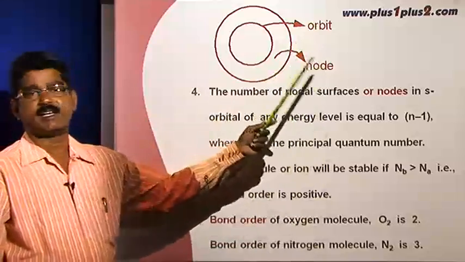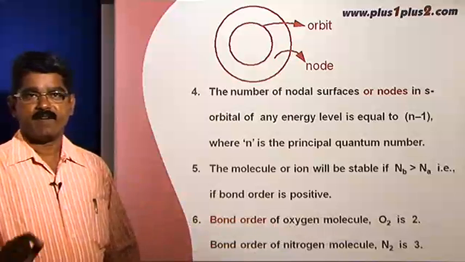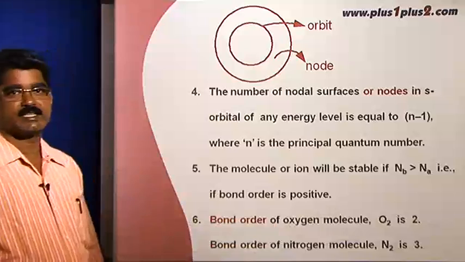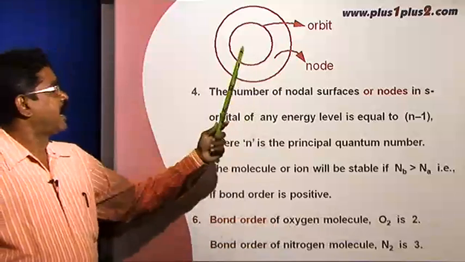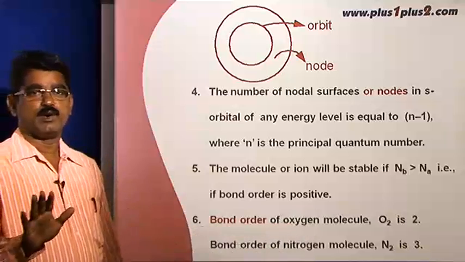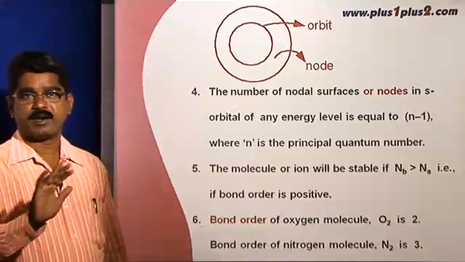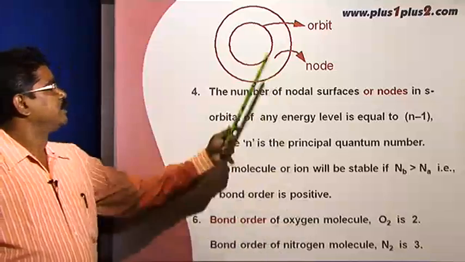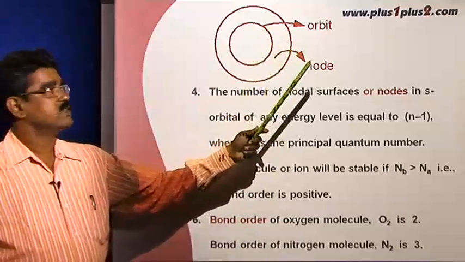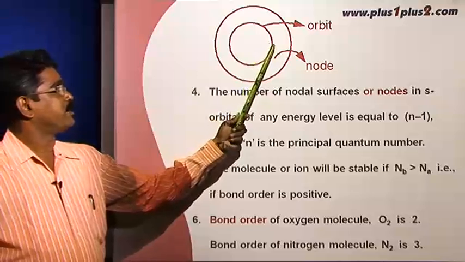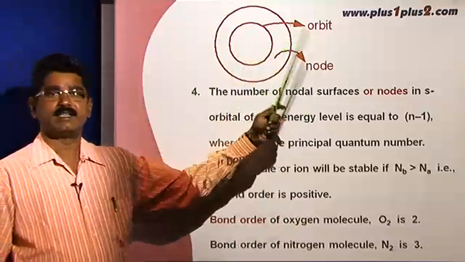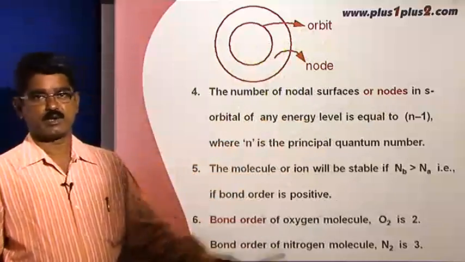But a node is an area around the nucleus where the probability of finding the electron is 0, that is no electron. Actually speaking, immediately after the nucleus, we do not have any nodal plane. Nodal plane refers to no electron. But only after the first orbit, we have the first nodal plane. So, between the first orbit and second orbit, we have one nodal plane, and between second orbit and its higher orbit, we have another nodal plane, and so on.